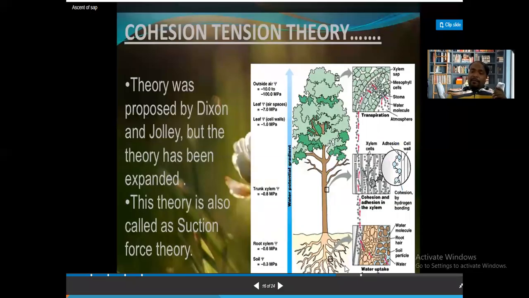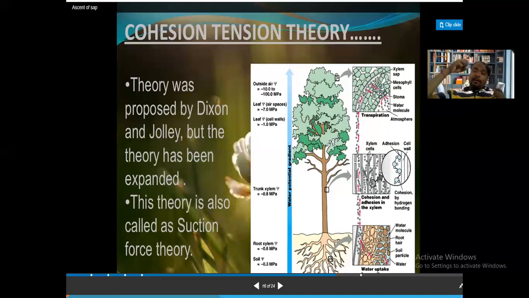Here the water from the soil is absorbed by the roots. From roots it goes to the stem. From the stem, you can see how the water molecules are attracted to each other, the adhesion and cohesion phenomenon. In detail we will see. And how it goes to the leaves, and from leaves how it is lost in the atmosphere. And as the water is lost in the atmosphere, the transpiration pull is created there, and a pulling force is created there. Because of that, water is pulled out.